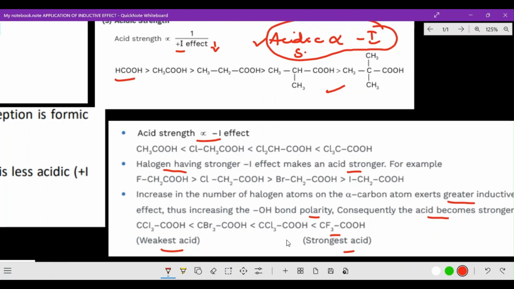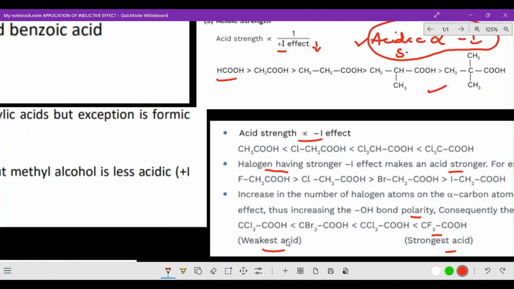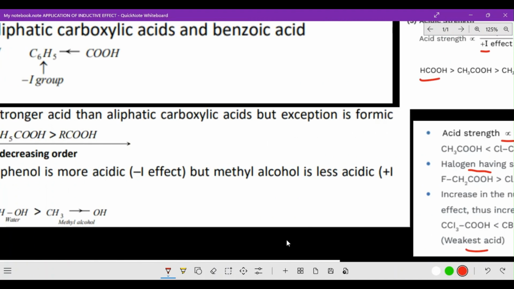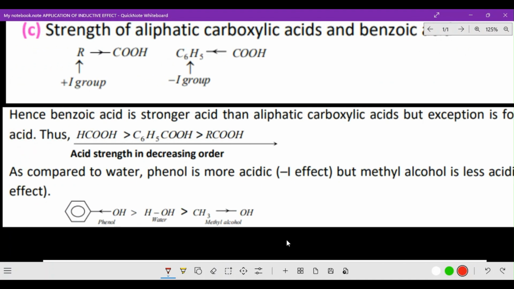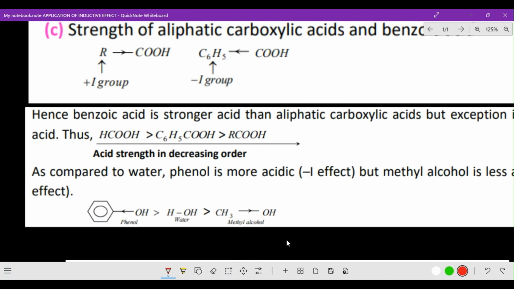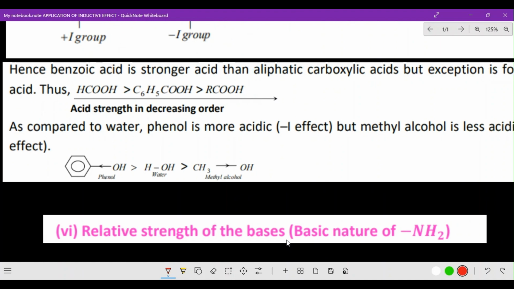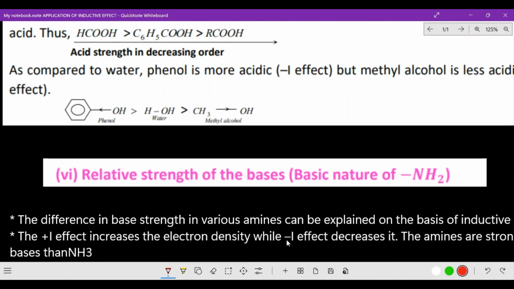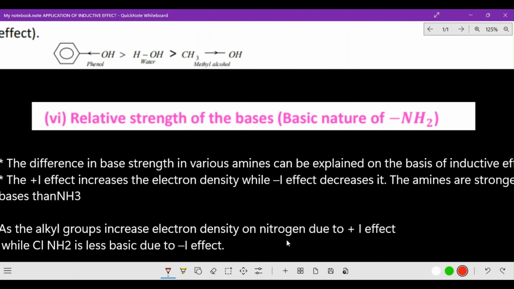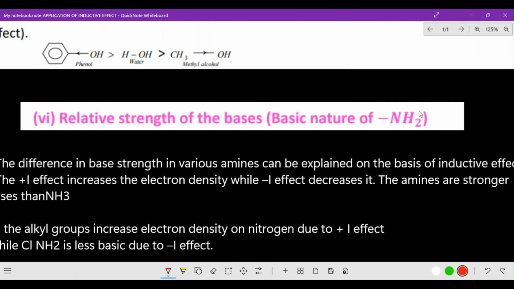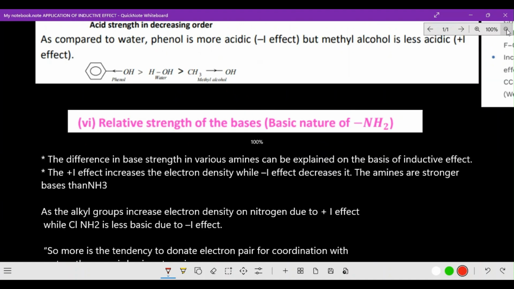Yes, got it. Now the next one we are going to go through: we have seen the strength of the acid, and now the next point is the strength of the base, because from here we are also going to see the questions related to this point. Let us check this point.